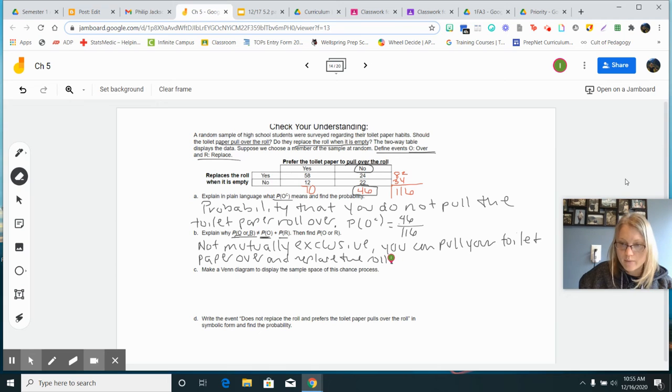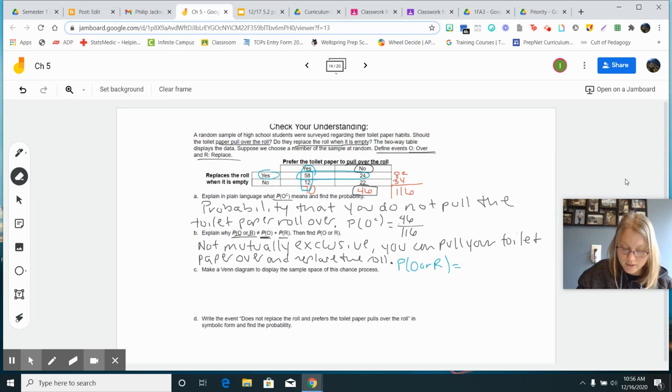So let's actually find the probability then. I have to be careful because there's going to be some people, since this is not mutually exclusive, that fit into both categories. So what I want to do first is find all of my people that replace the toilet paper roll. So that would be these people. And then I also want to find all of the people that pull the roll over. So that would be these people. If you notice, I've circled the 58 twice. So those are my people. I don't want to double count anyone. So when I find this probability of O or R, I have to be careful and make sure I don't double count those 58.